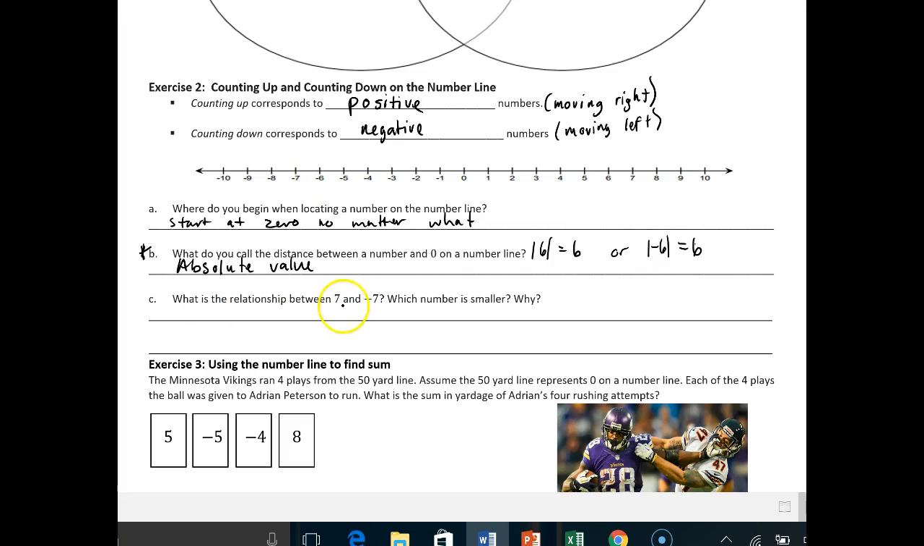So what is the relationship between 7 and -7? Which number is smaller and why? So they are equal distances away from 0, but which number is smaller? -7 is smaller, because it is further left on the number line.